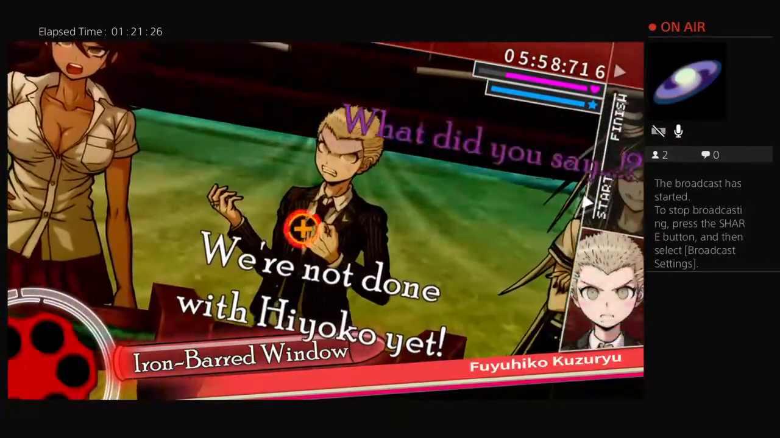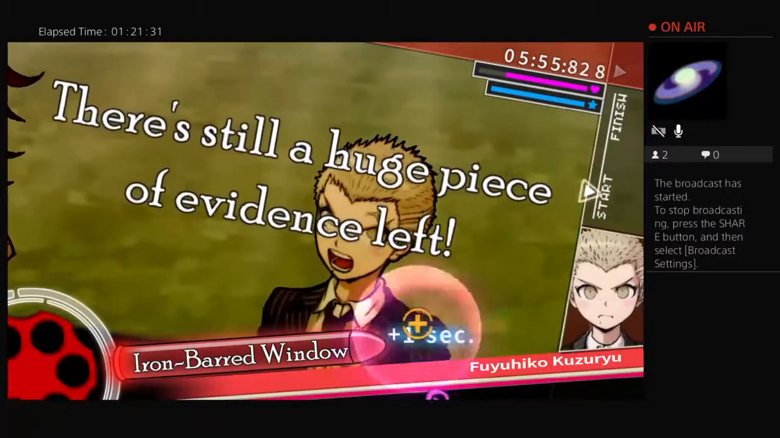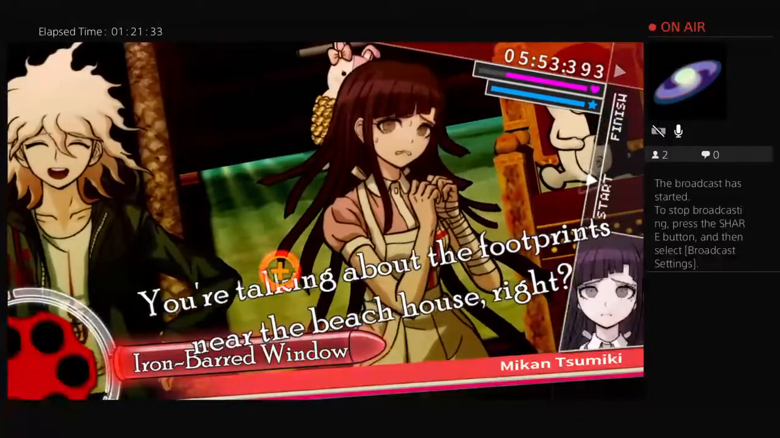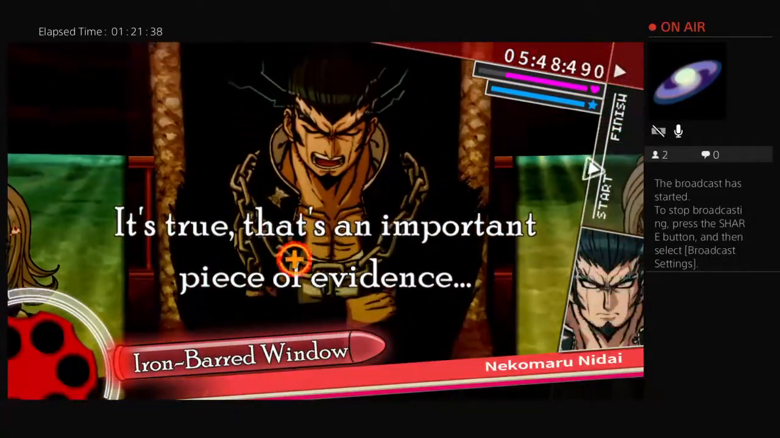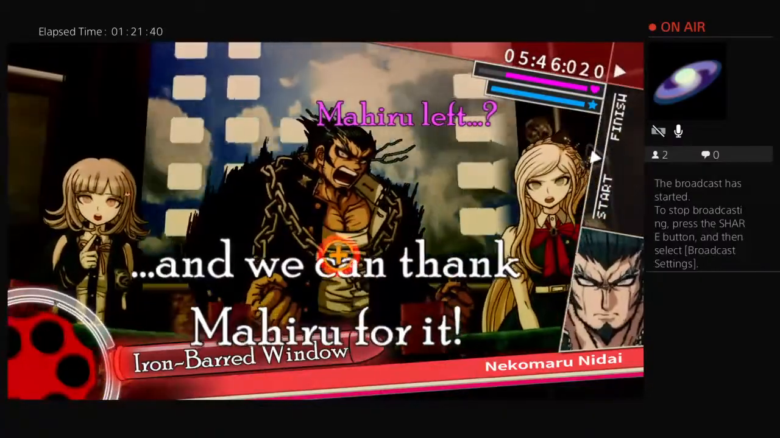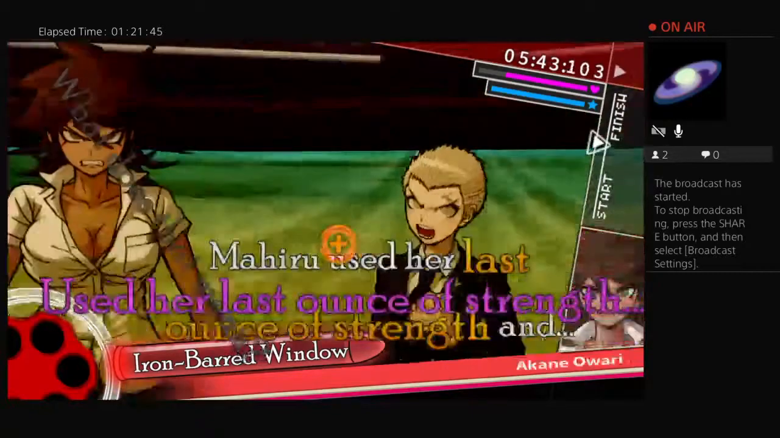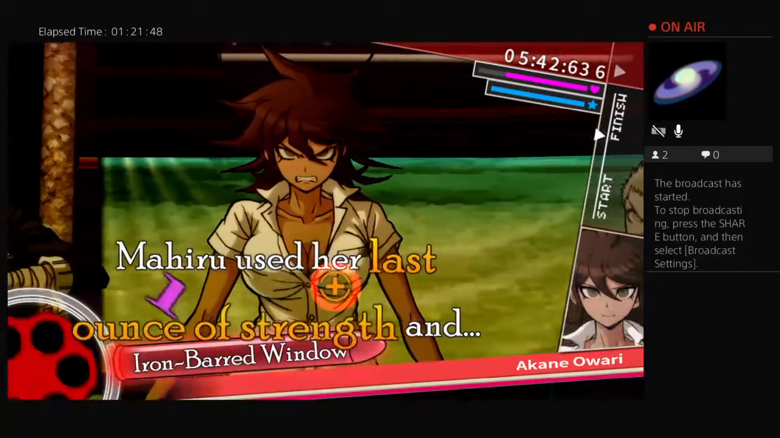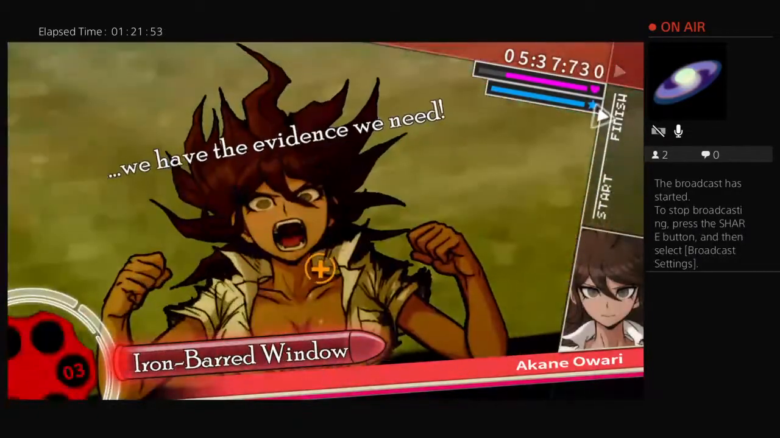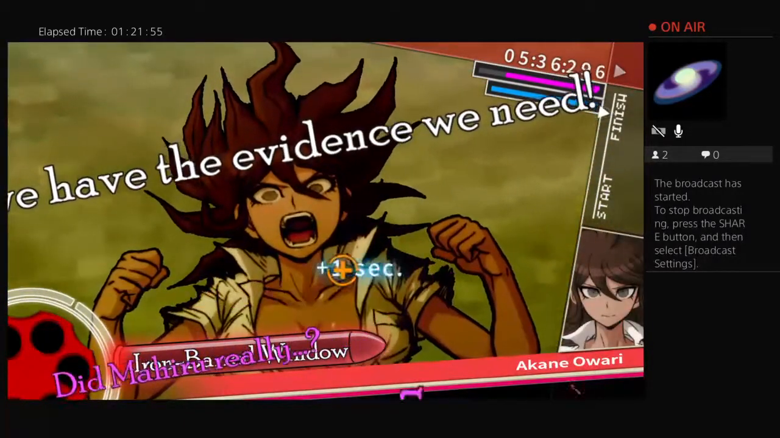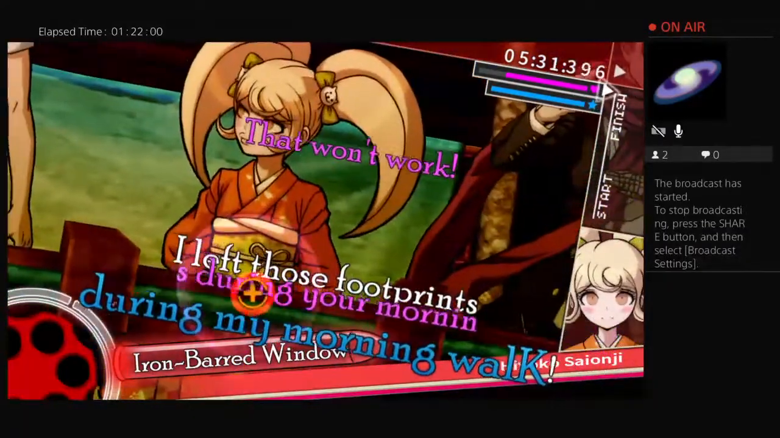We're not done with Hiyoko yet! There's still a huge piece of evidence left! You're talking about the footprints near the beach house, right? It's true, that's an important piece of evidence. And we can thank Mahiru for it! What does that mean? Mahiru used her last ounce of strength and blocked the door to the road. Thanks to her, we have the evidence we need. That's wrong! I left those footprints during my morning walk!